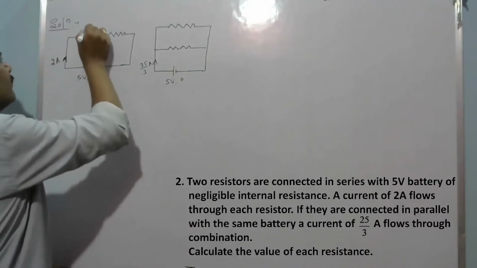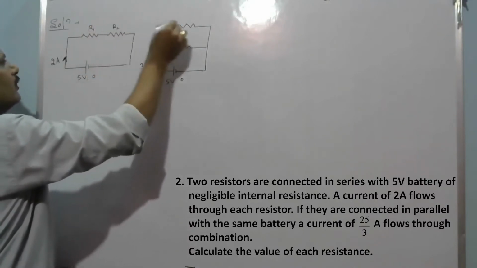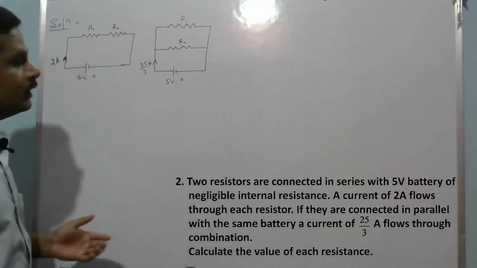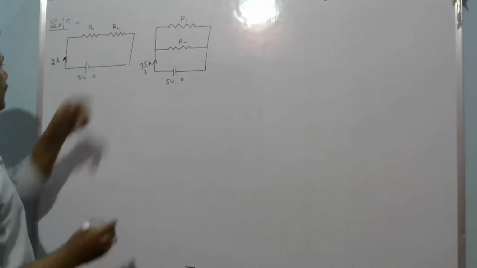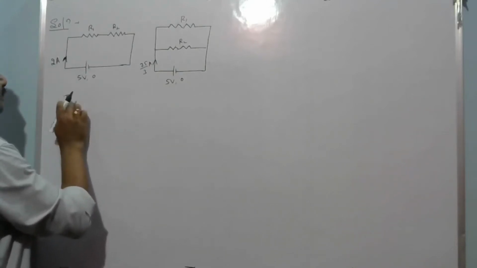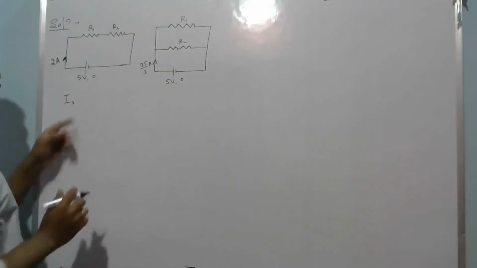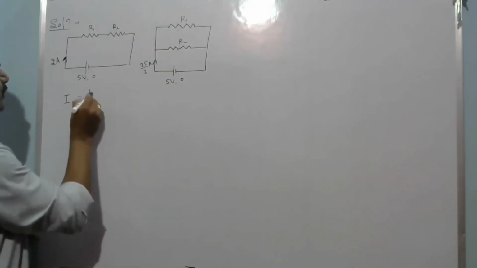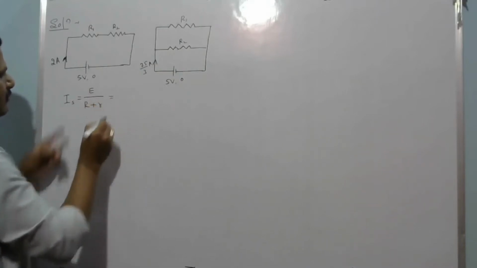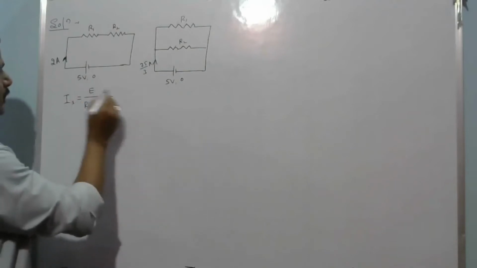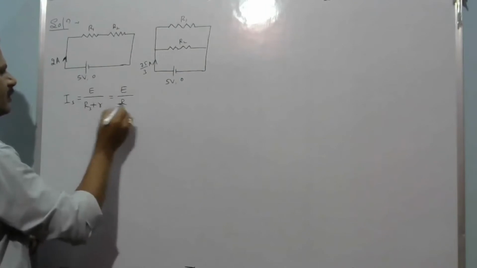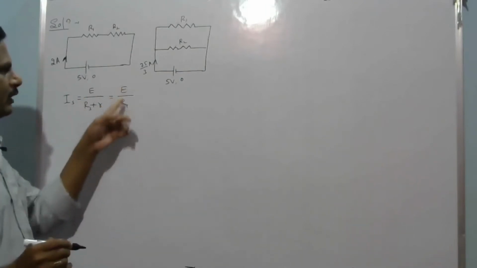Let me consider them as R1 and R2. So now let us find out R1 and R2. Okay, so whenever we connect them in series, we know that the current in the circuit is IS. Let me write the current in the series circuit is IS. This IS can be written as E divided by external resistance plus internal resistance. We know that the internal resistance of the given cell is 0, so we could write E divided by R only. So let me write R means RS, the external resistance when they are connected in series. We can write E divided by RS.